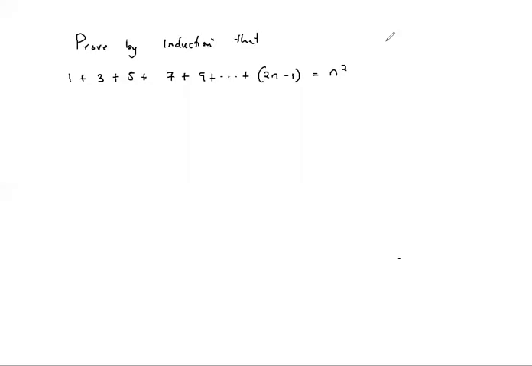Okay, so we want to prove that 1 plus 3 plus 5 plus 7 plus 9 plus ... plus 2n minus 1 is equal to n squared using induction. So when you're doing induction, we follow steps. So we have step 1.